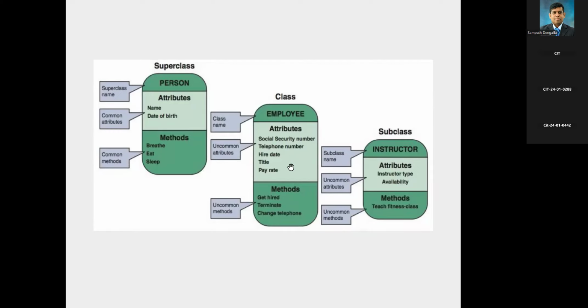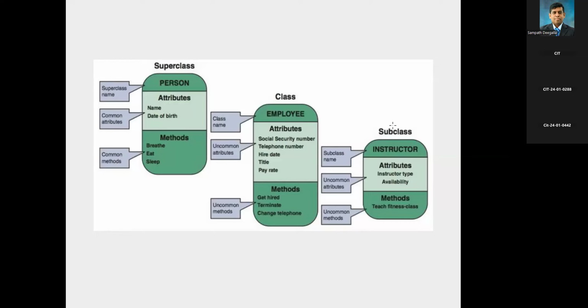Then the subclass is a more specialized version of this. That means it will inherit from here. So all the way from here. So this will inherit from this one, and that set will inherit from this one. And then you have some uncommon methods as well. So I hope now you understand this idea.